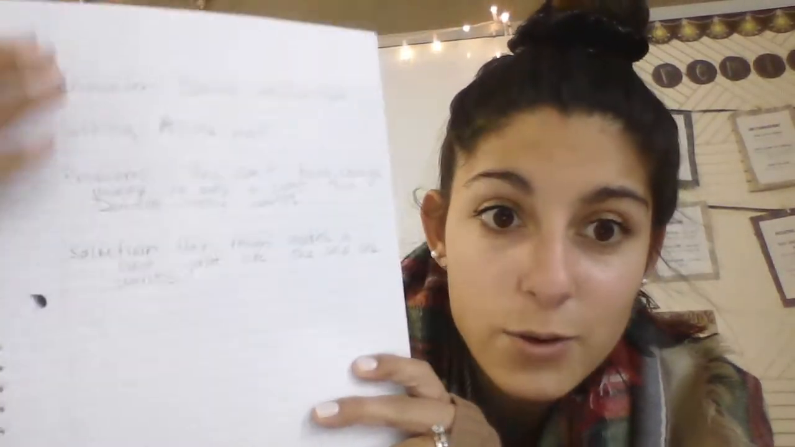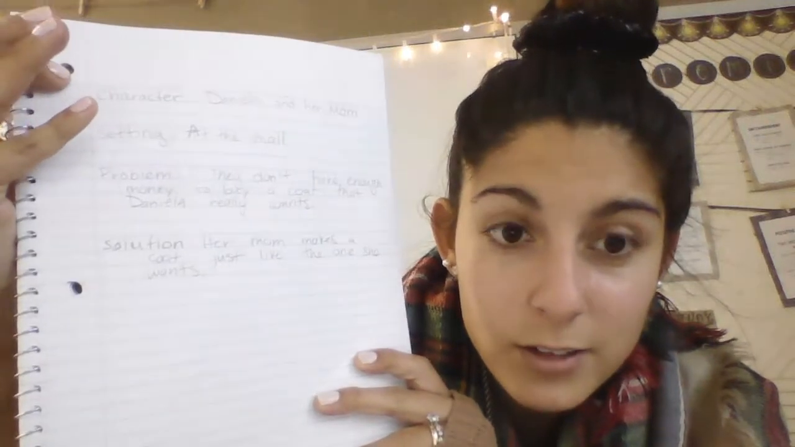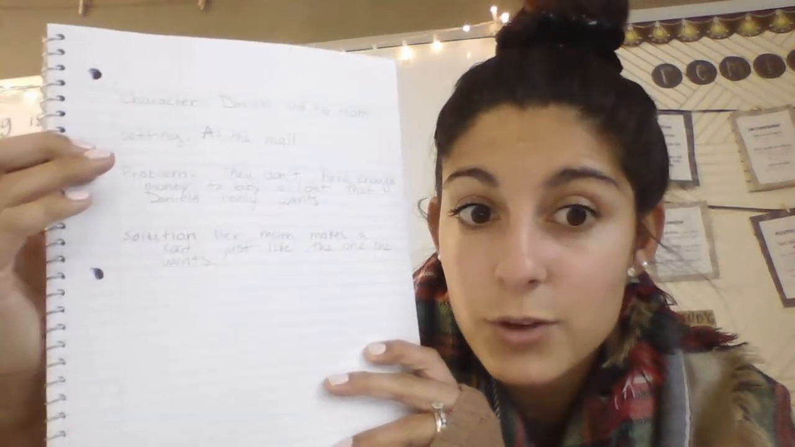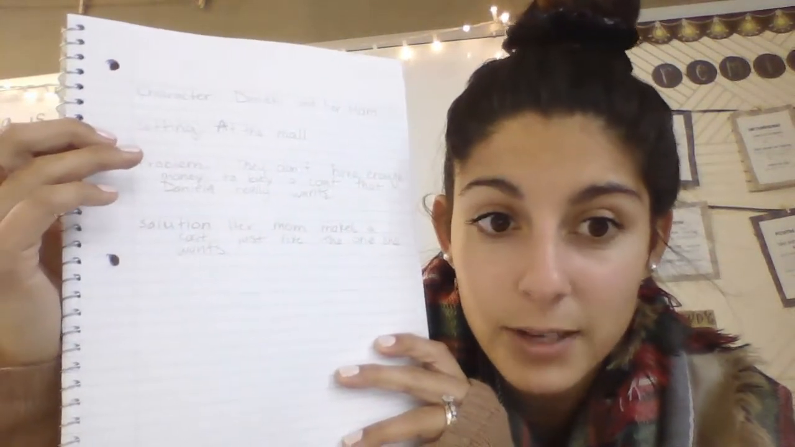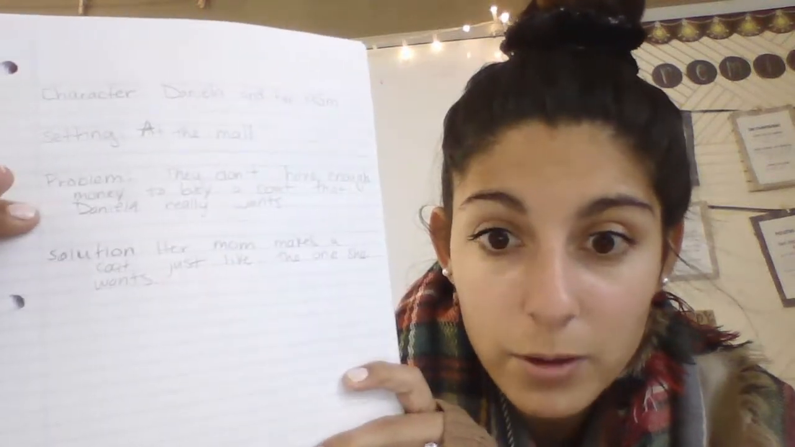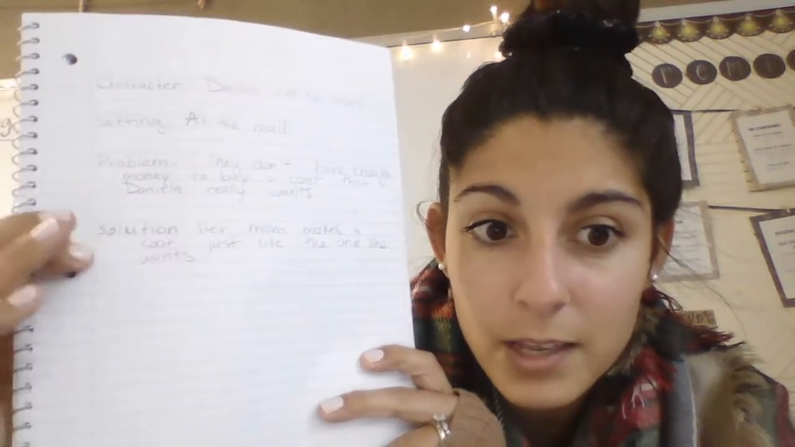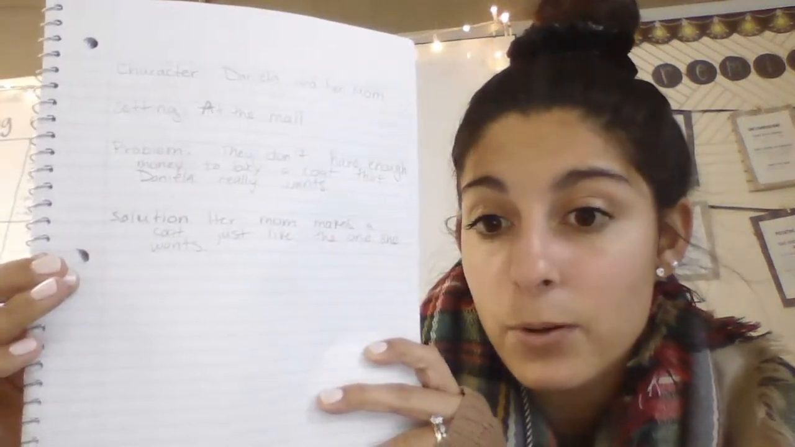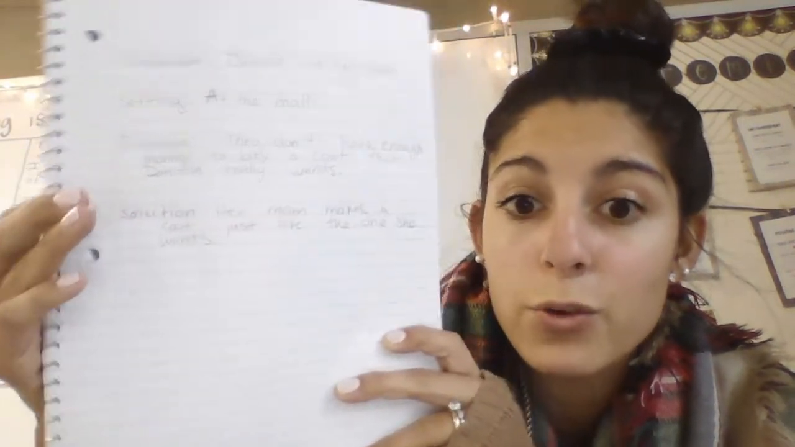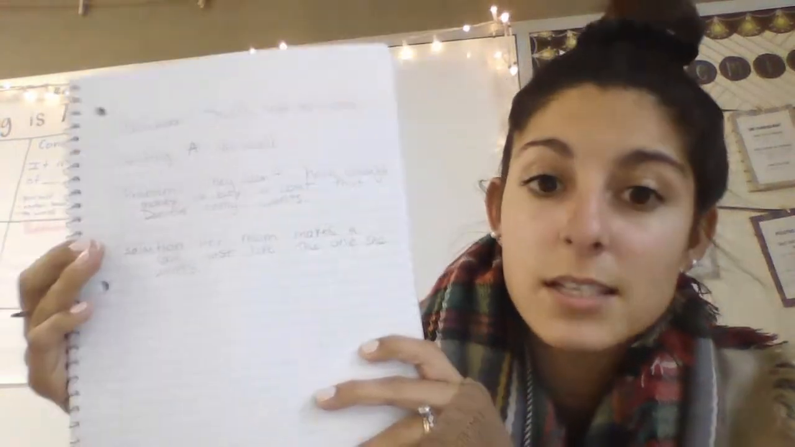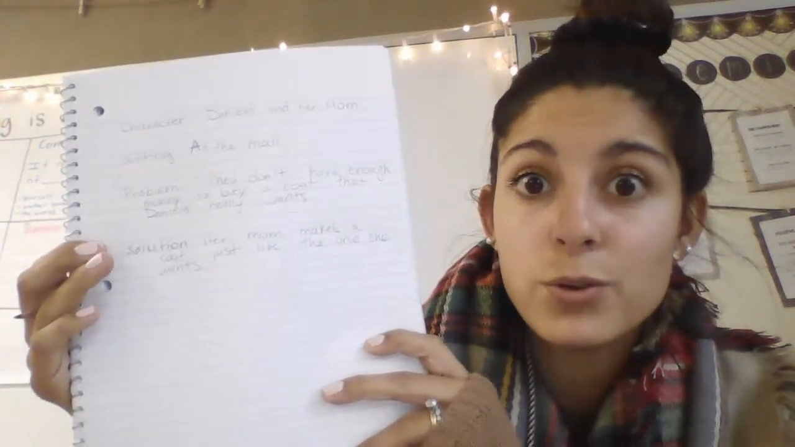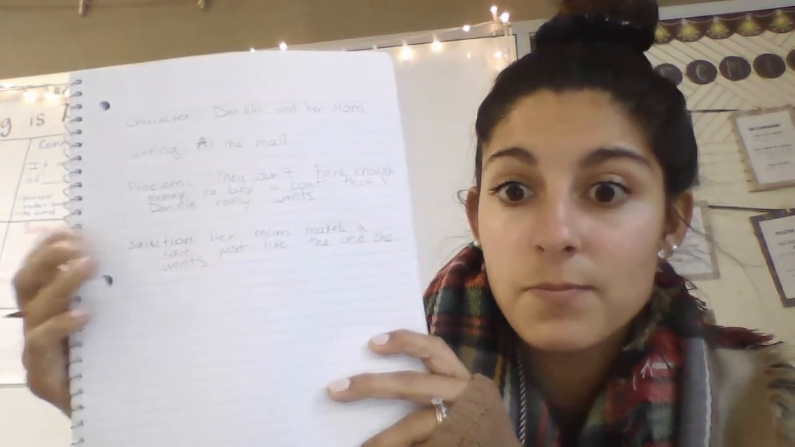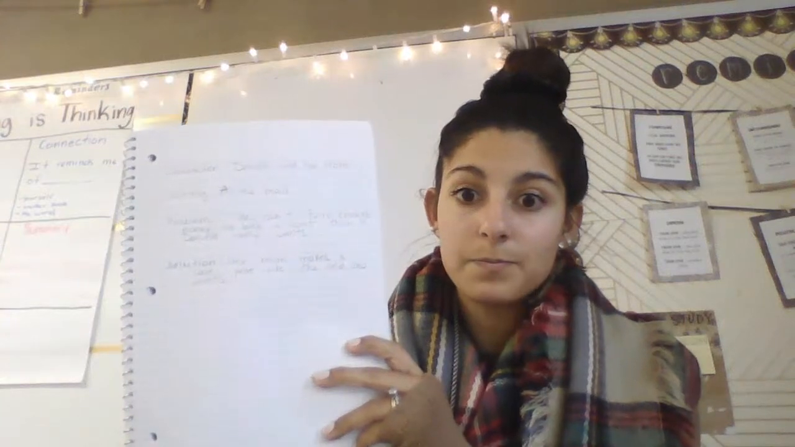Okay, so at this point you should have character or characters. You should have a setting. Where is it taking place? You should have a problem that happens in your story. Then you should have a solution. These are all your ideas, okay? This is my ideas just as an example. Now you have to have it on your piece of paper. This is what I want you to turn in onto Seesaw, okay? So you're gonna come up with this.